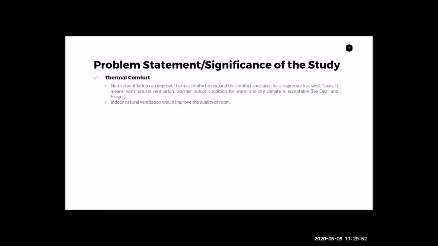We can explain the significance of this study in three parts. First, thermal comfort. Natural ventilation can improve building thermal performance by expanding the occupant comfort zone. This should be readily applicable to hot, dry climates, but is generally not an acceptable solution in humid climates.